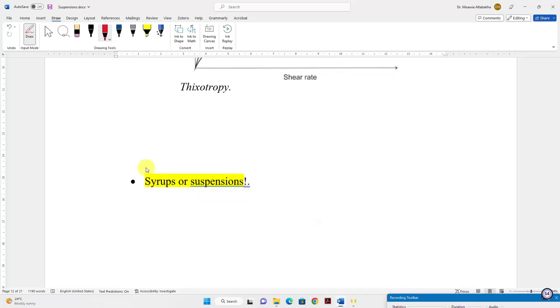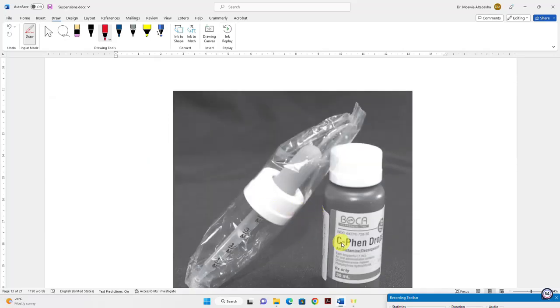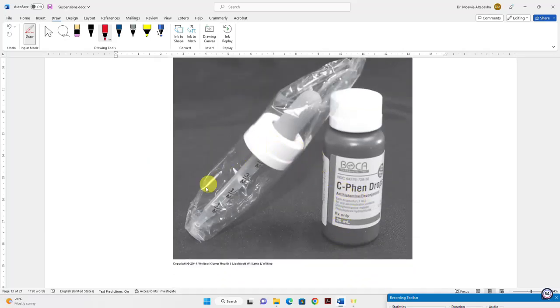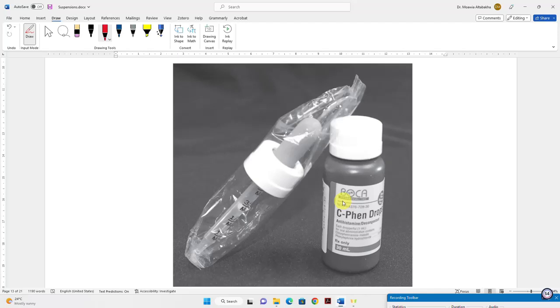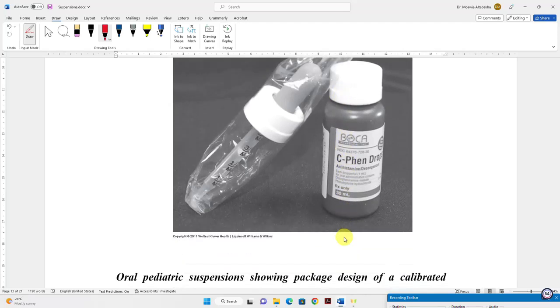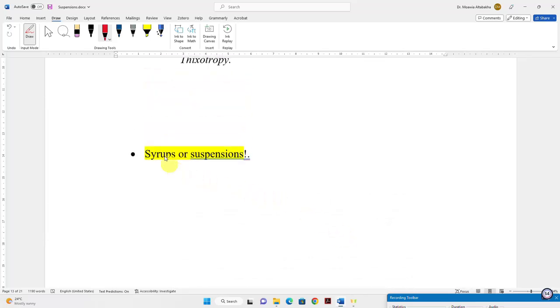now for some, and you need to pay attention, for some preparations, like for example this one, this is a suspension, okay, and you have a dropper here. This is for maybe a neonate or a child or a baby, and they can take some of the preparation from this container and then drop it in the mouth of the baby. Okay, such preparations sometimes they refer to as syrups, even though in reality they are suspensions.